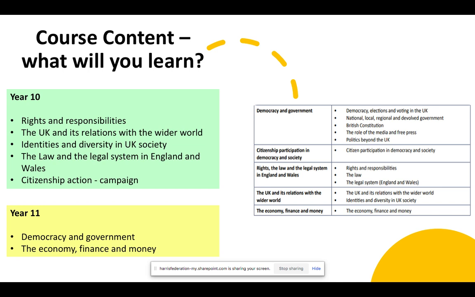We'll then move into Year 11, studying democracy and government, which will involve things like the election process and different electoral systems that we use in the UK and what they're used for, the difference between local, national, regional and devolved government, the British Constitution and the roles within it, including the separation of powers, our bicameral system, and how laws are made. We'll then lastly look at things to do with the role of the media and free press, the economy, finance, and politics beyond the UK, including democratic countries such as Switzerland, the USA, the UK, and also non-democratic countries such as China, North Korea, and India.